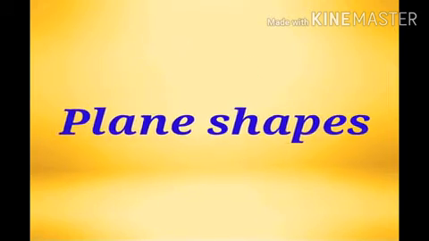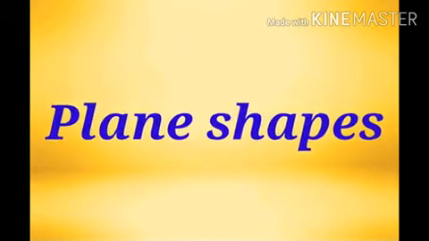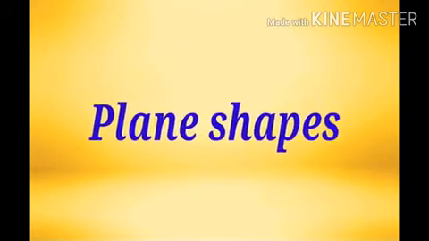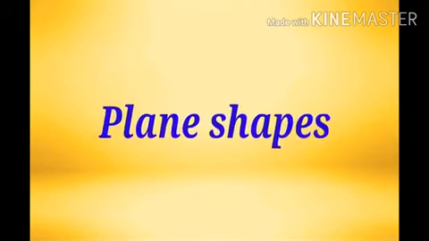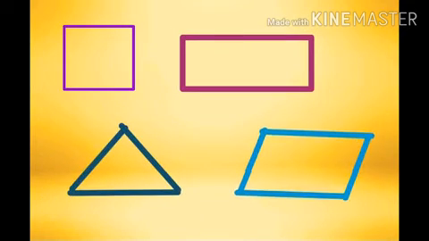Plane shapes are those that can be drawn on the flat surface such as paper. These have two measurements, length and breadth. So these are also known as two-dimensional or 2D shapes. Square, rectangle, triangle, parallelogram are some examples of 2D shapes.